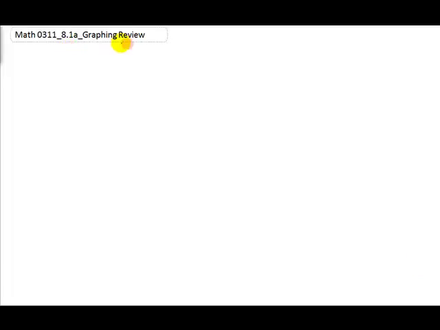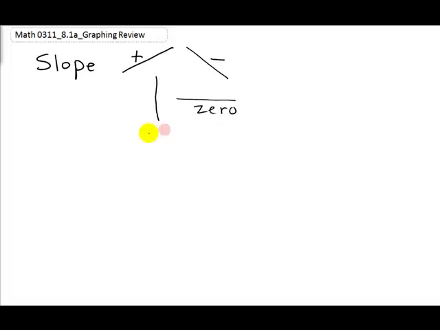8.1a is going to be a review of graphing lines. We'll start with just some basics. We have slope. Slope can be positive, can be negative, it can be undefined, and it can be zero. So this is positive, negative, zero, or undefined.